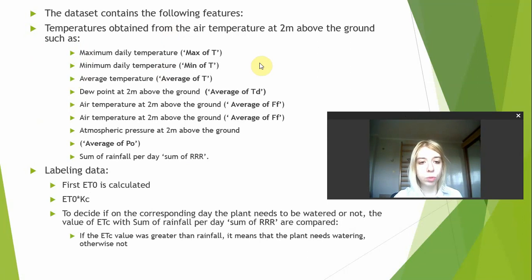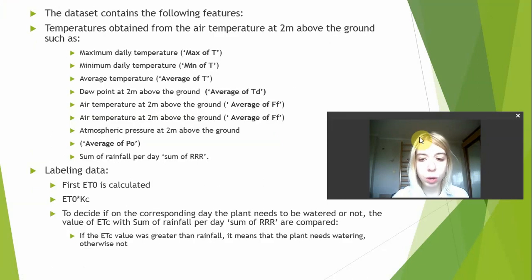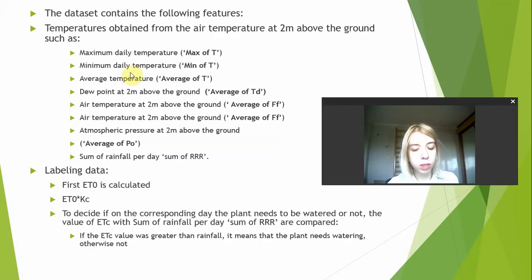So as already mentioned, we obtained the data from the air temperature at 2 meters above the ground, and from the data given, we obtained the following: maximum daily temperature, minimum daily temperature, average temperature, dew point at 2 meters above the ground. Also, it is important to say that we had a sum of rainfall per day, which is important in the following.